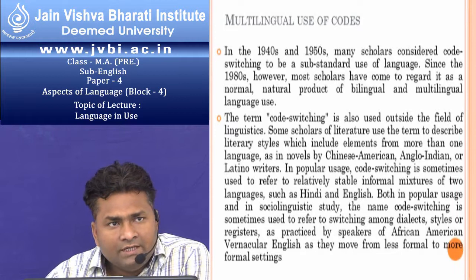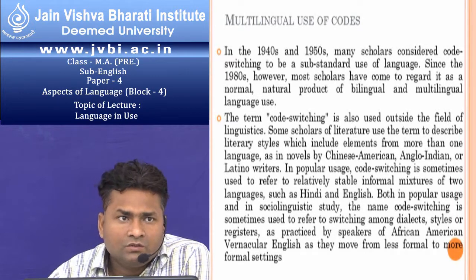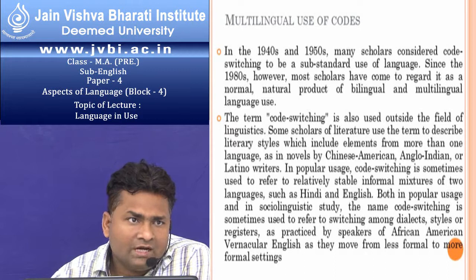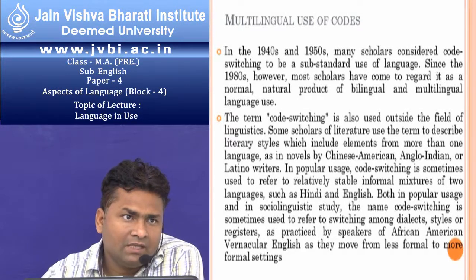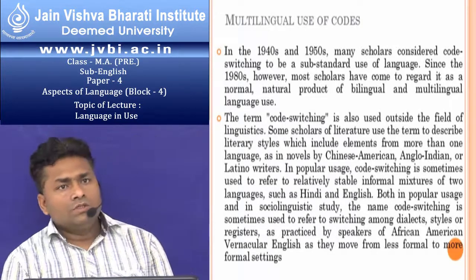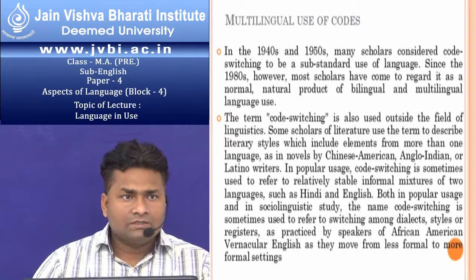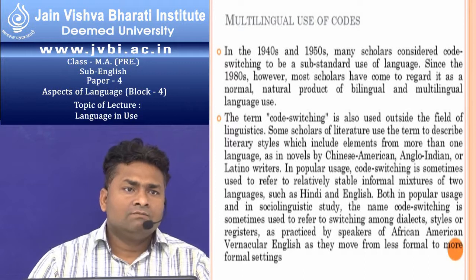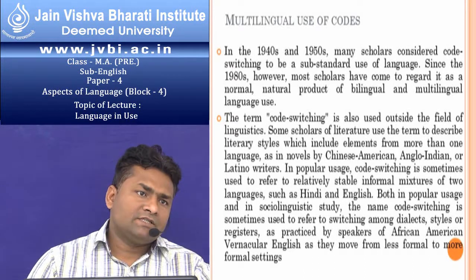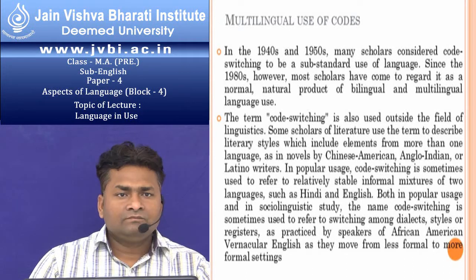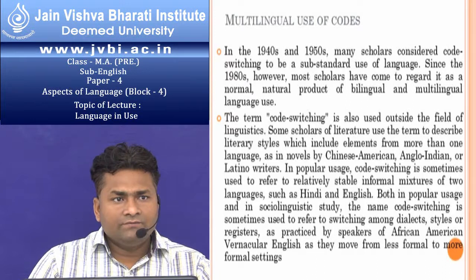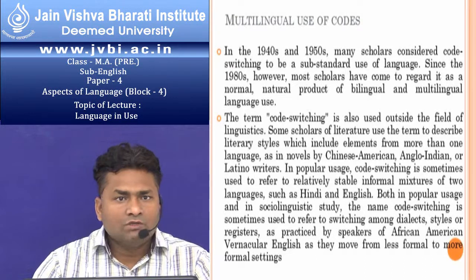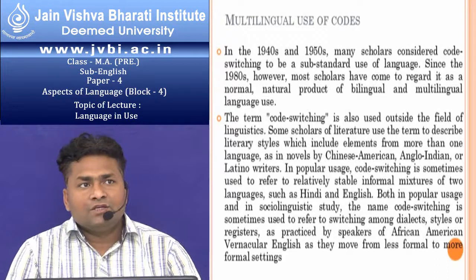In the 1940s and 1950s, many scholars considered code switching to be a substandard use of language. Since the 1980s, however, most scholars have come to regard it as a normal, natural product of bilingual and multilingual language use. The term code switching is also used outside the field of linguistics. Some scholars of literature use the term to describe literary styles which include elements from more than one language, as in novels by Chinese American, Anglo Indian, or Latino writers. In popular usage, code switching is sometimes used to refer to relatively stable, informal mixtures of two languages, such as Hindi and English.